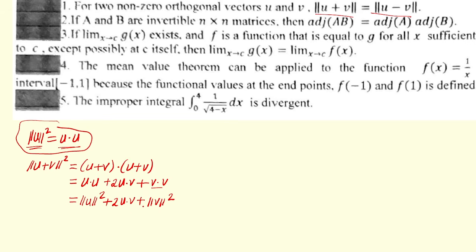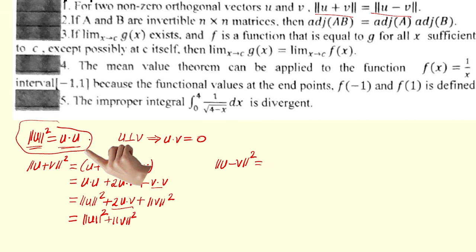So the given is two non-zero orthogonal vectors. Whenever u is orthogonal to v, this implies u dot v is equal to 0. Therefore, this value is 0, and we get norm of u squared plus norm of v squared. And also, norm of u minus v squared is equal to, applying this property again, u minus v dot u minus v.